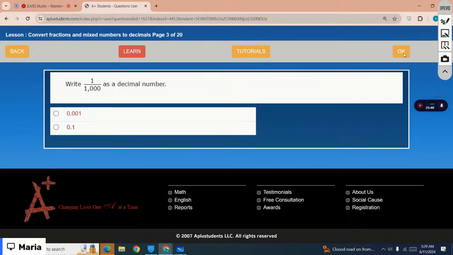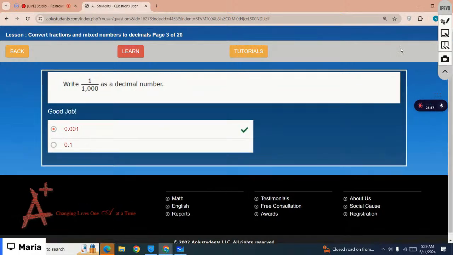The correct option is 1 divided by 1000 as a decimal. Yes, 1000 has three zeros, so you need to move the decimal point three places left, so that would be 0.001 is the correct option.